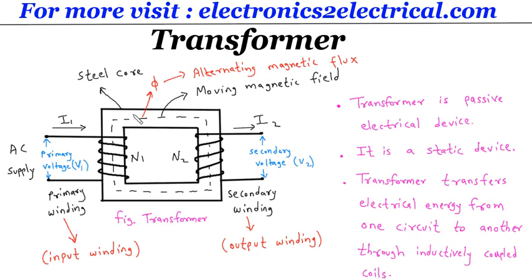Here we can see this is a transformer. This is a primary winding of transformer. This is a secondary winding of transformer. The input winding is called primary winding and the output winding is called secondary winding.